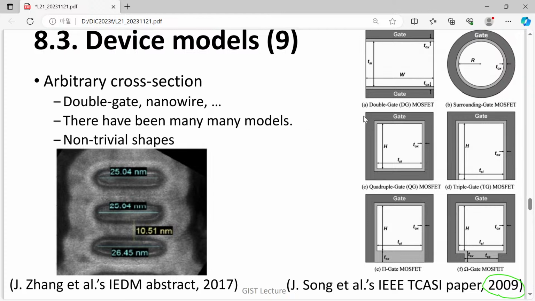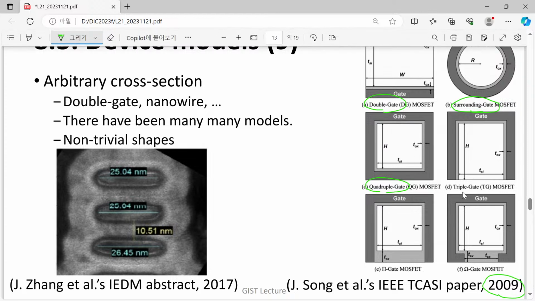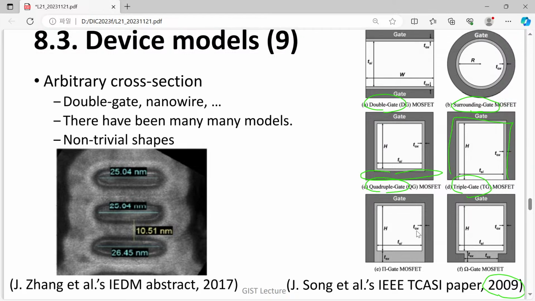So now we can understand double gate, surrounding gate. This is called a nanowire MOSFET, and this is a quadruple gate, which means it is also gate all around, but its shape is a square. And you can see there was a triple gate. What is the difference? This one covers four faces, and this one has only three faces covered. And this is a pi gate and omega gate, whatever. Just to name a few of them.